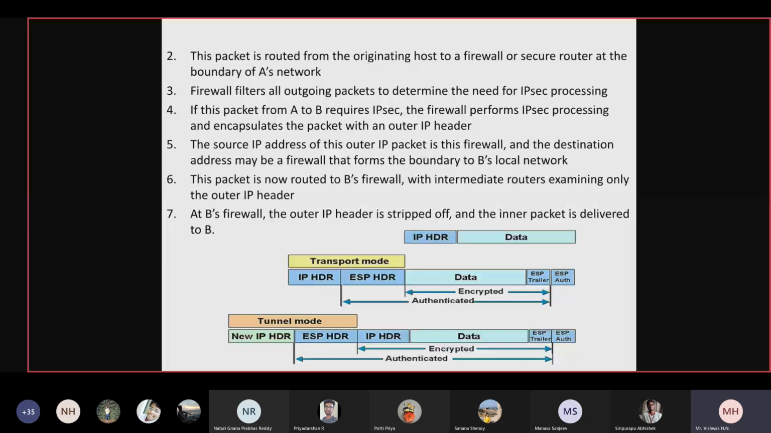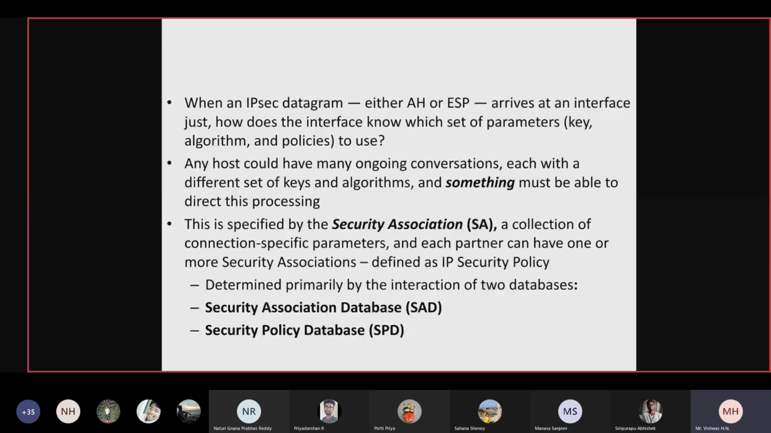The source IP address of the outer IP packet is this firewall, and the destination address may be a firewall that forms the boundary to B's local network. I think it is clear to you now, students. This packet is now routed to B's firewall, with intermediate routers examining only the outer IP header, not the inner one. Okay. So at B's firewall, the outer IP header is stripped off and the inner packet is delivered to B. So nobody will get to know that A has sent some data to B.